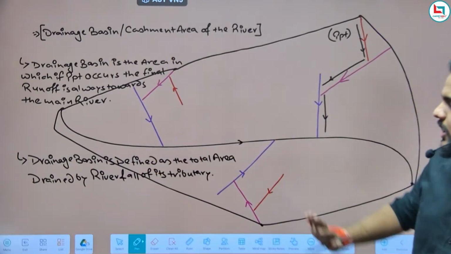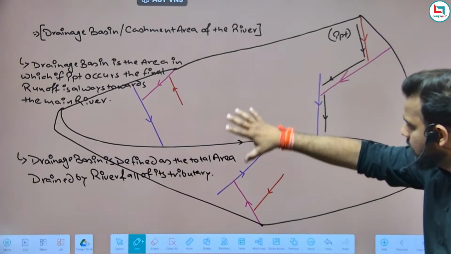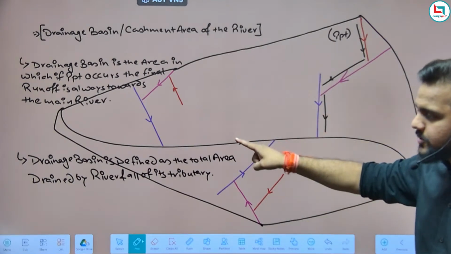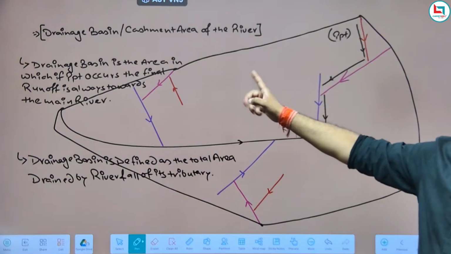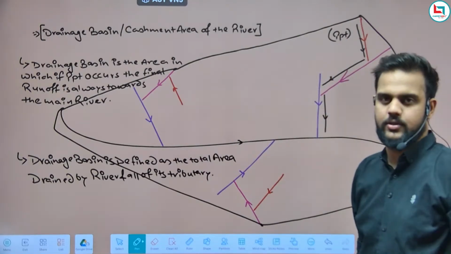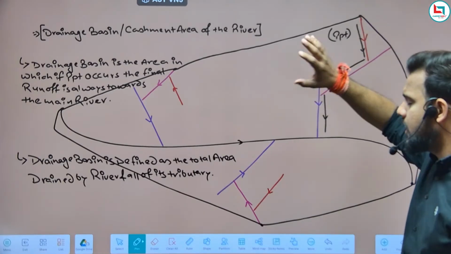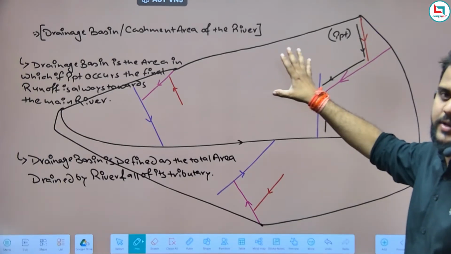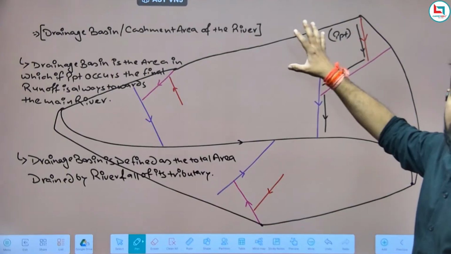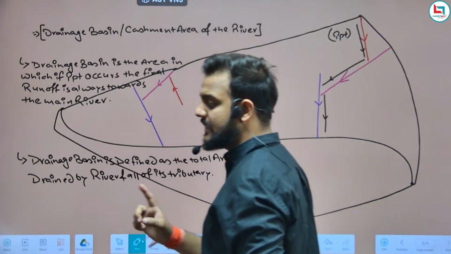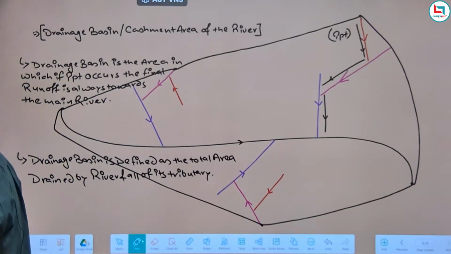Both the definitions are true. In this complete region, the main source of water is the main river and its tributary, its sub-tributary, its third order tributary or fourth order tributary. And in this region, if precipitation occurs anywhere, then the final runoff is always towards the main river. This is the definition of the drainage basin or the catchment area. So are we good about the drainage basin and catchment area?